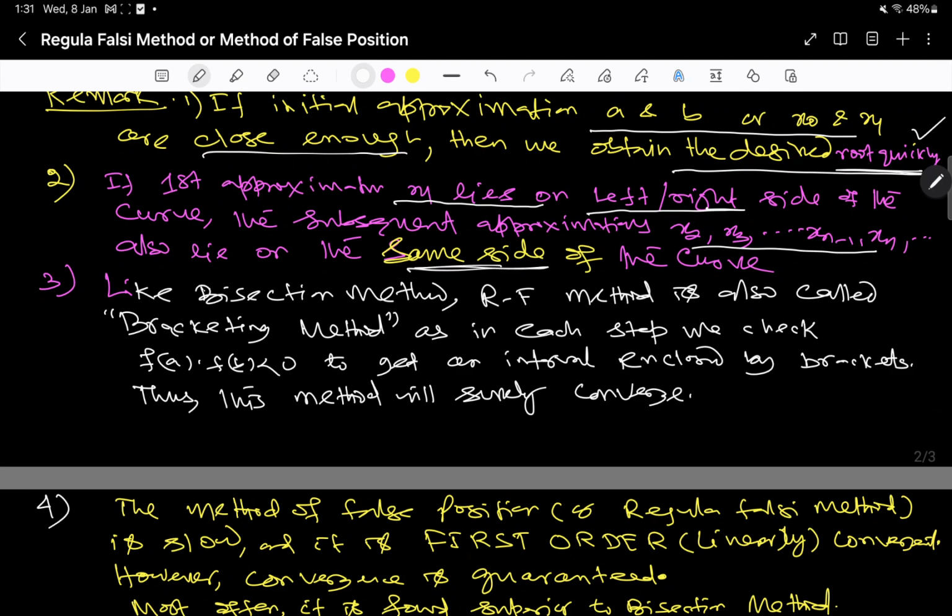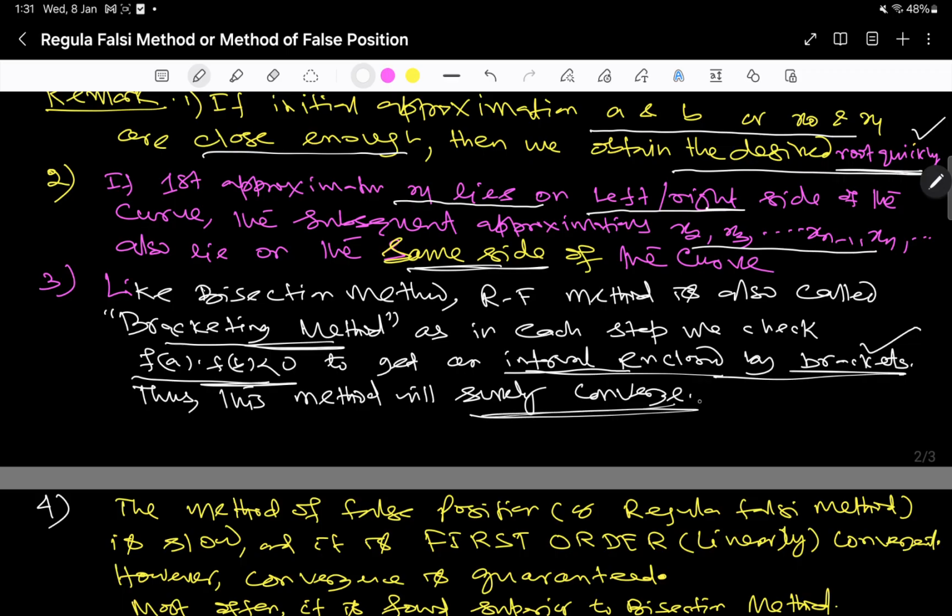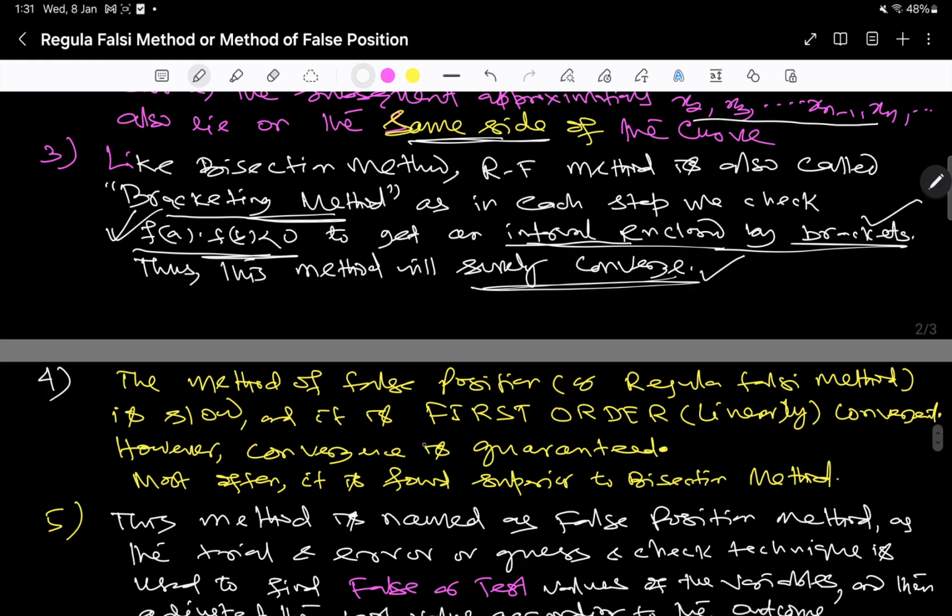Like the bisection method, this method is also called a bracketing method, as in each step we check that f(a) times f(b) is negative and get an initial interval enclosed by the brackets. Thus this method surely converges, as we are checking that f(a) times f(b) is negative. The method of false position, or Regula Falsi method, is slow, and the convergence is of first order, linear. But it will converge surely. The convergence is guaranteed here.